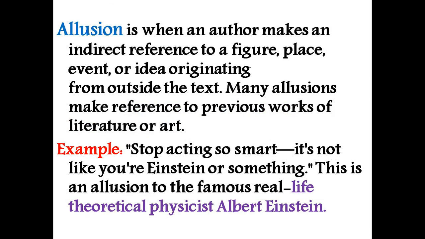Allusion. Allusion is when an author makes an indirect reference to a figure, place, event, or idea originating from outside the text. Many allusions make reference to previous works of literature or art. Example: stop acting so smart, it's not like you are Einstein or something. This is an allusion to the famous real life theoretical physicist Albert Einstein. So in allusion, you compare something with someone, and it can be a famous figure or place or event.